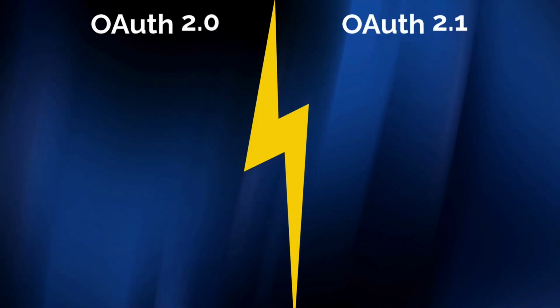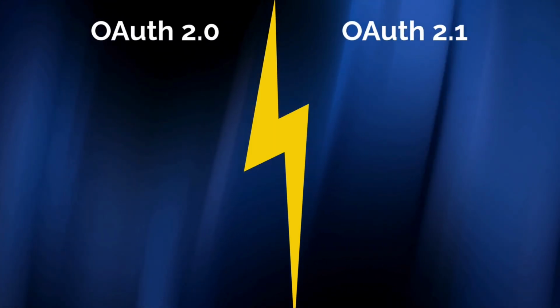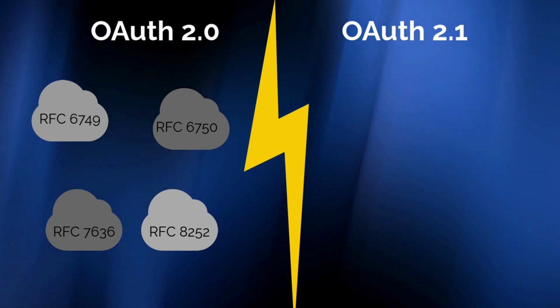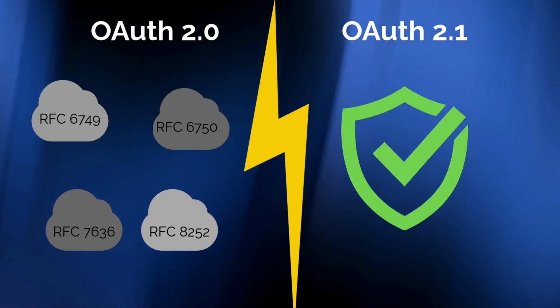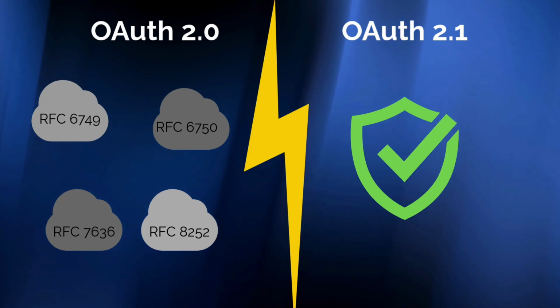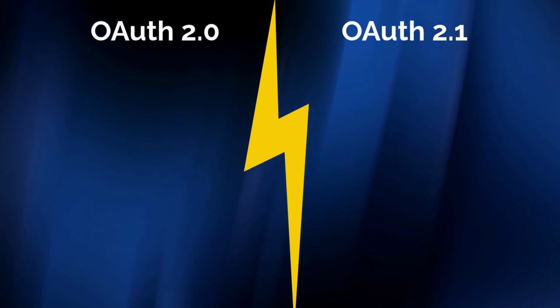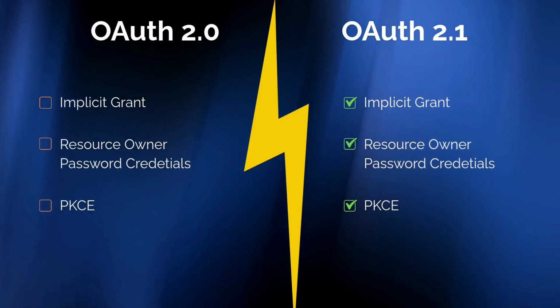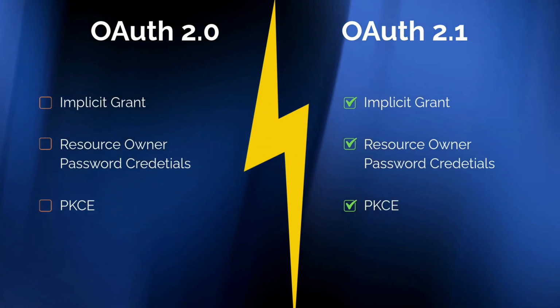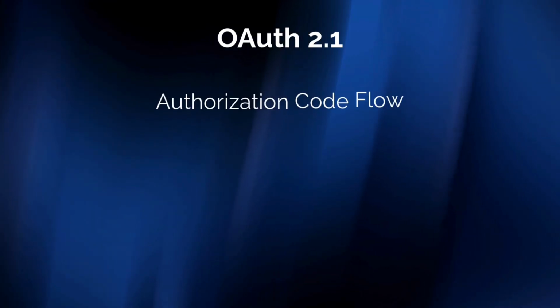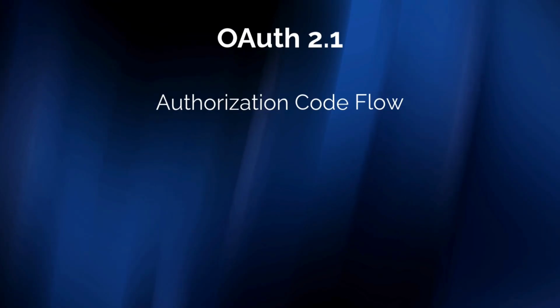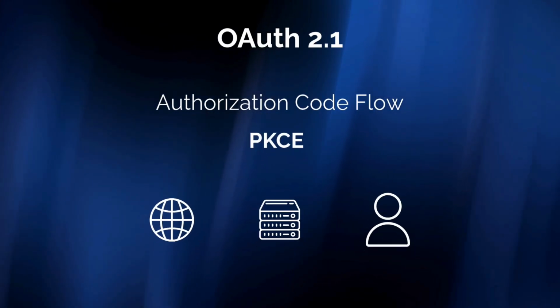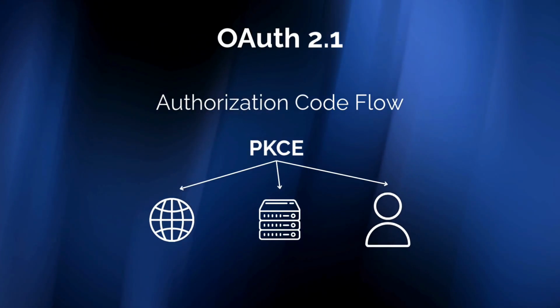OAuth 2.1 isn't a revolutionary new protocol. It's a security hardening patch. Think of it as the 15-year collection of all the "we probably shouldn't have allowed that" moments in web history. The delta. In OAuth 2.0, you had choices. You could use the implicit grant, you could use the resource owner password credentials, you could skip PKCE. In OAuth 2.1, those choices are gone. It consolidates the authorization code flow as the only way to fly, and it mandates PKCE for everyone, even confidential clients. The goal? Removing ambiguity.